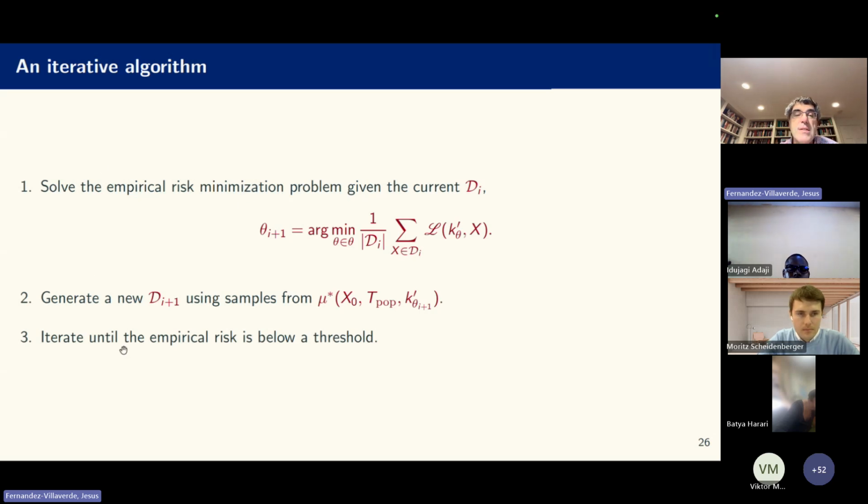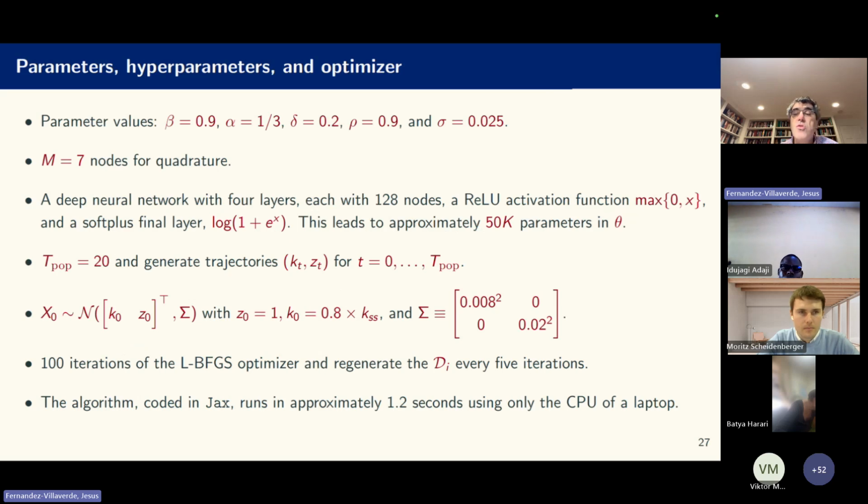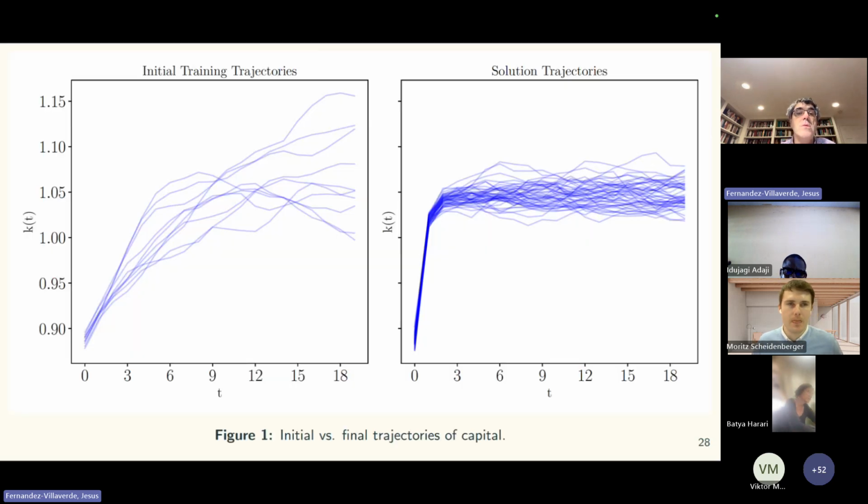I hope everyone can see that point. Since I'm running out of time, I'm not going to get into the numerical details about how we do it. It's extremely simple, and you can see it takes 1.2 seconds using the CPU of my laptop. So I'm not talking here about something that takes hours and hours. I'm talking about something that takes 1.2 seconds.